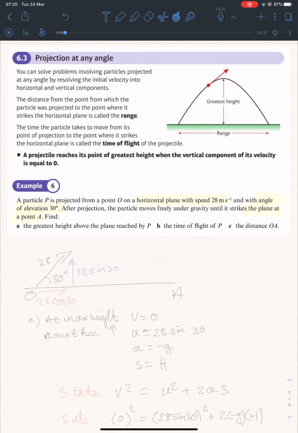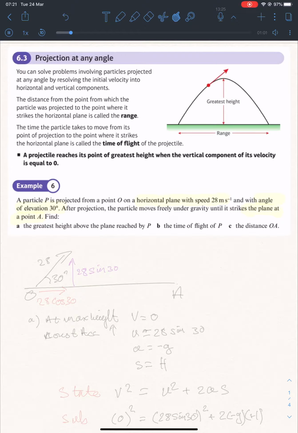A particle is projected from a point O on a horizontal plane with speed 28 meters per second with the angle of elevation 30 degrees. After projection, the particle moves freely under gravity until it strikes the plane at the point A. Find the greatest height above the plane reached by P, the time of flight of P, the distance OA.